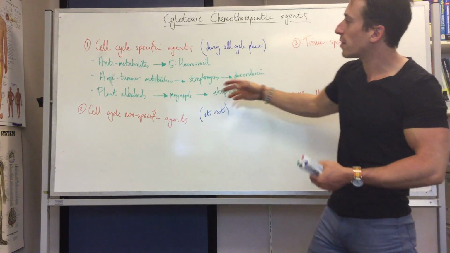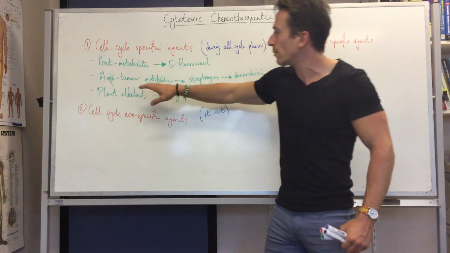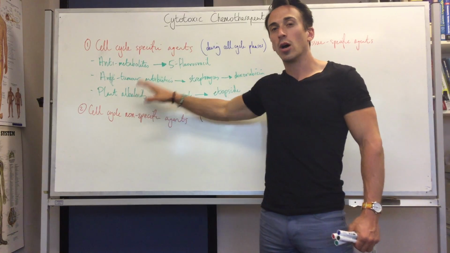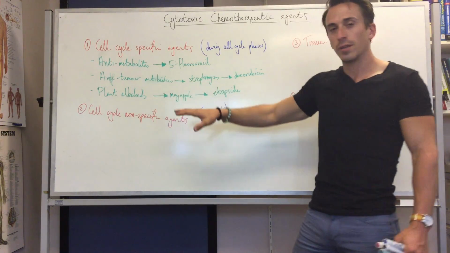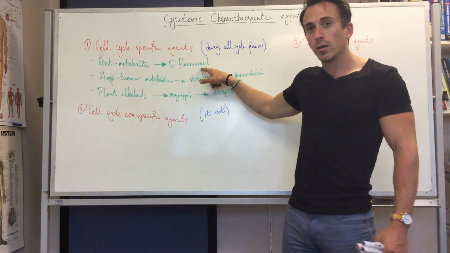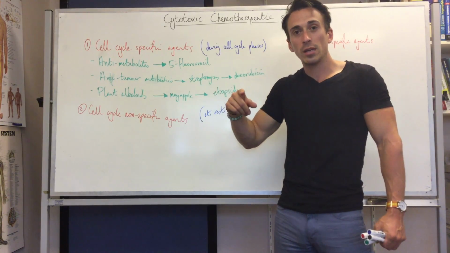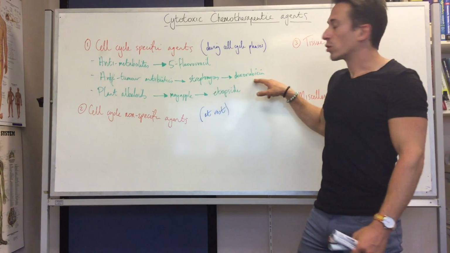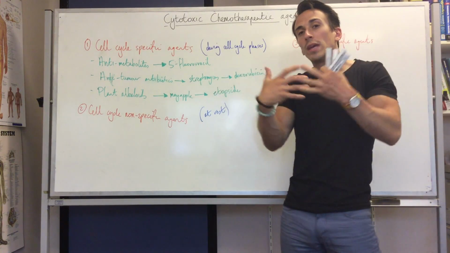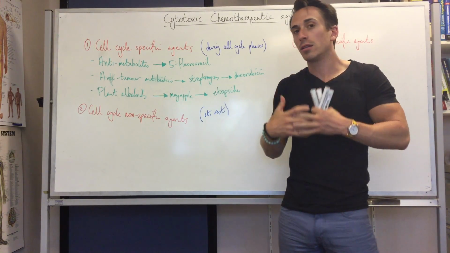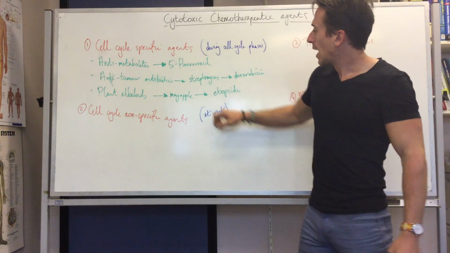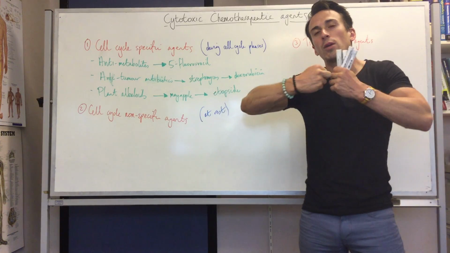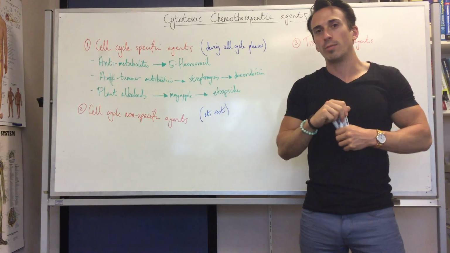So you can see why these three classes, antimetabolites, anti-tumor antibiotics, and plant alkaloids, are all known as cell cycle specific agents. 5-fluorouracil takes the place of thymidine, so it can't synthesize DNA. Doxorubicin intercalates between those base pairs. Again, you can't synthesize the DNA. And etoposide stops the mitotic spindles from being able to pull the chromosomes apart.